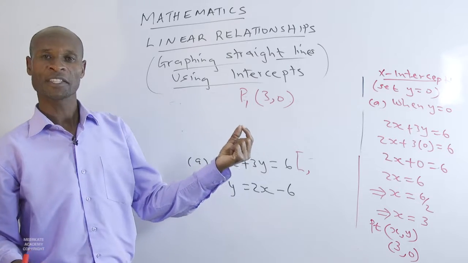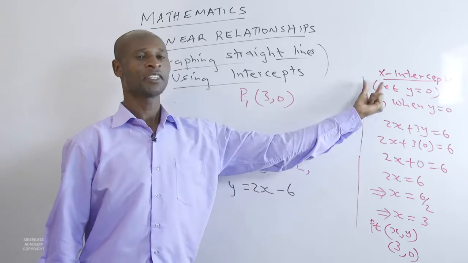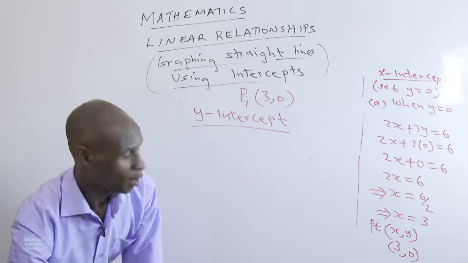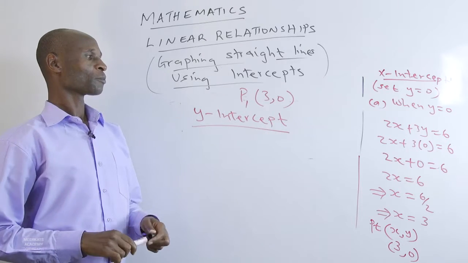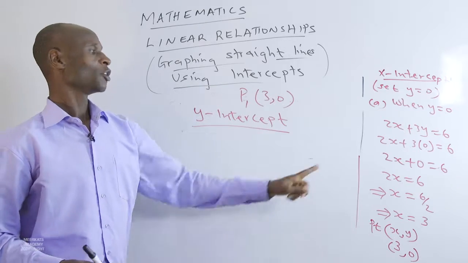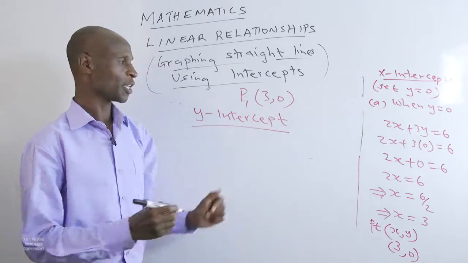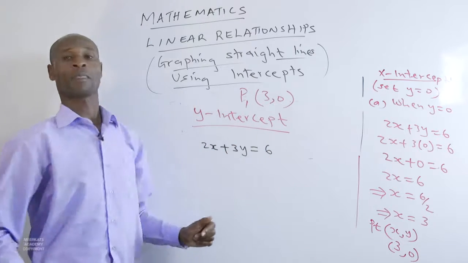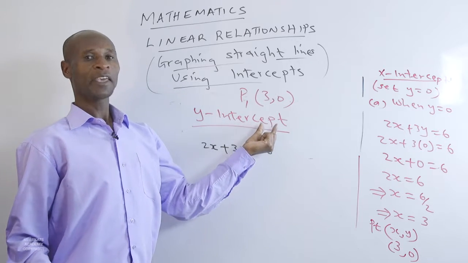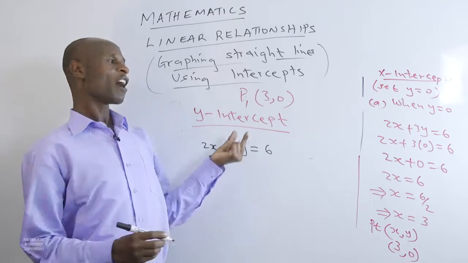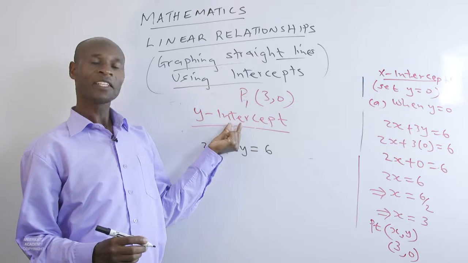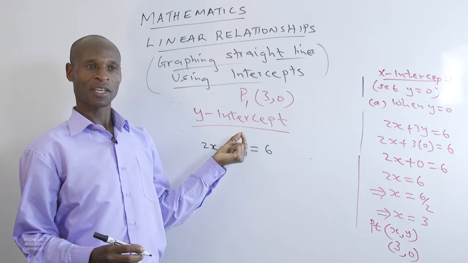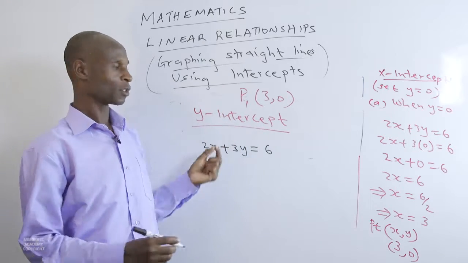Next, we move on to the second intercept. In this case, it is the Y-intercept. We go back to our equation. Our equation is 2x plus 3y is equal to 6. But because it is the Y-intercept, we set the value of x to be 0, because Y-intercept is a point where the graph cuts the Y-axis. And along the Y-axis, the x values are zeros.